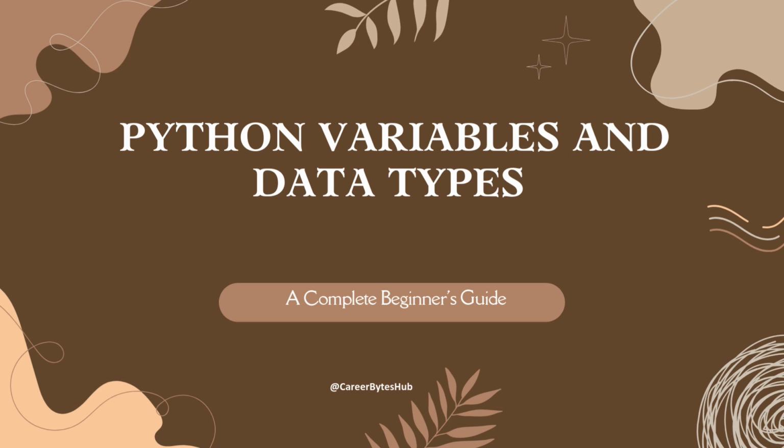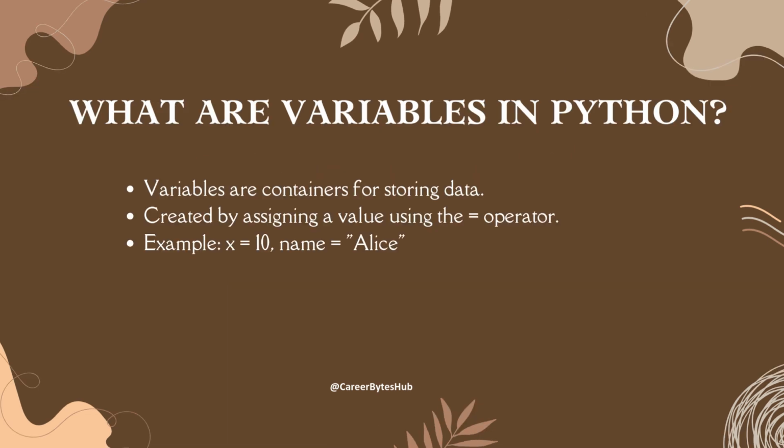Today, we'll explore Python variables and data types, a complete beginner's guide. In Python, variables are like containers used to store data. You can think of them as labels for values. Variables are created simply by assigning a value to a name using the equals sign.